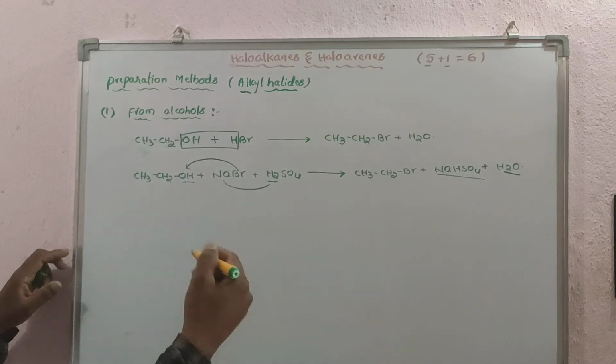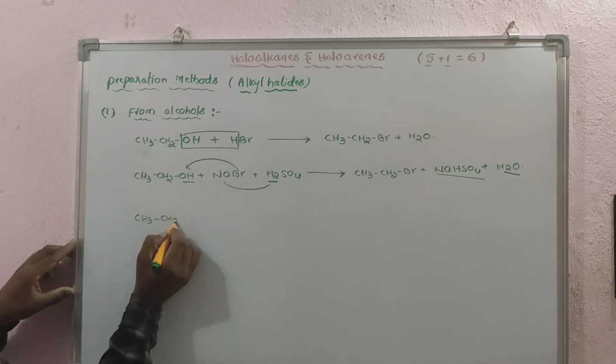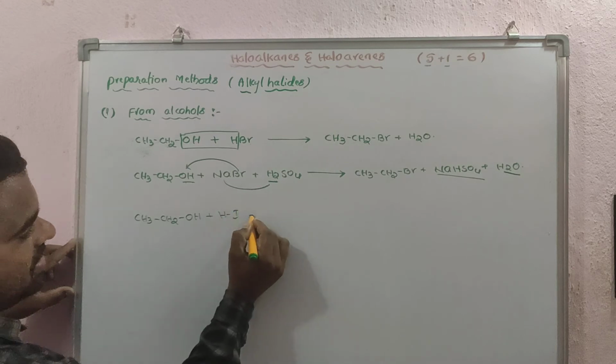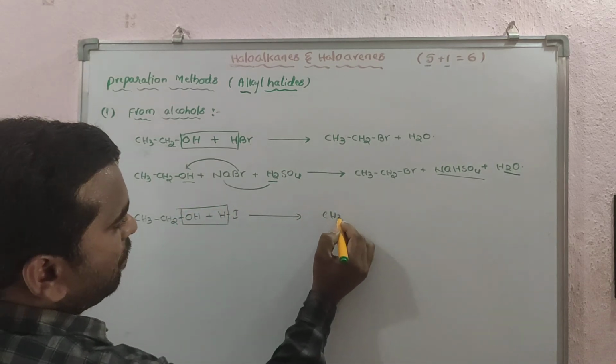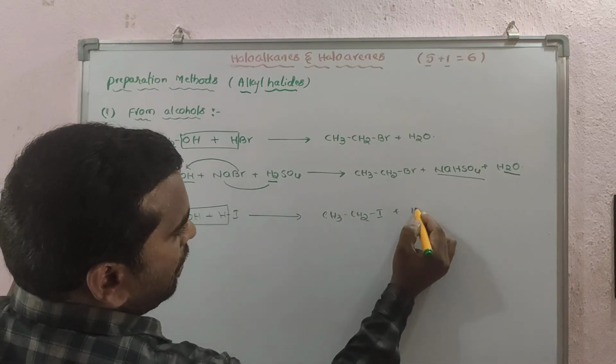In the same way, alkyl iodides can also be prepared. How? CH3CH2OH, same, treated with HI. Then you will get the iodide, CH3CH2I plus H2O.